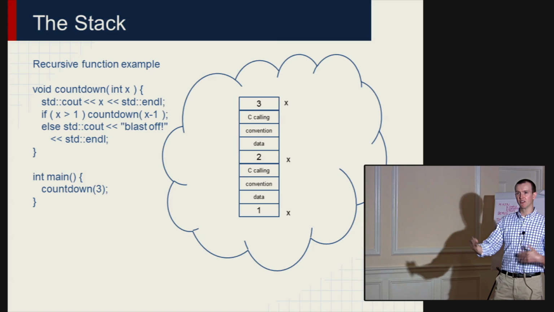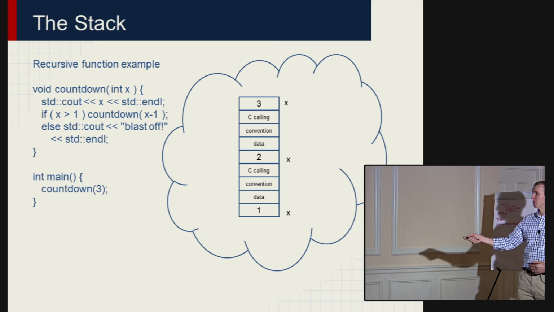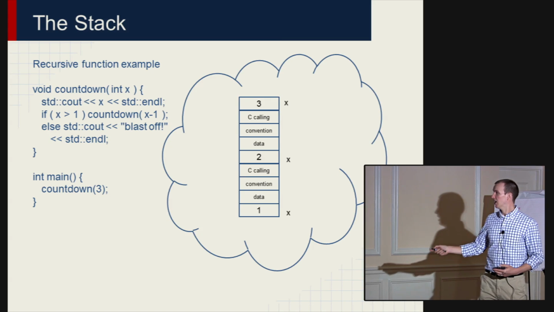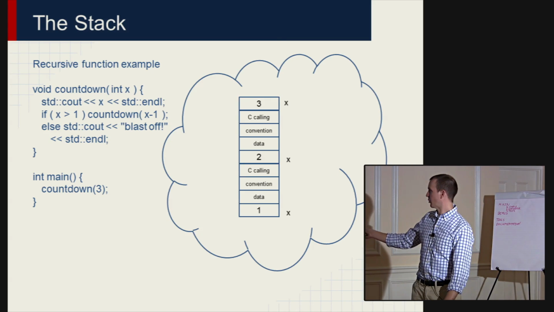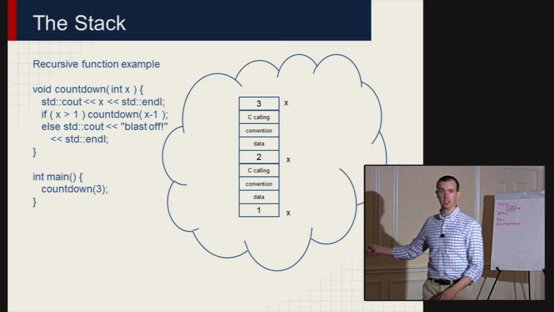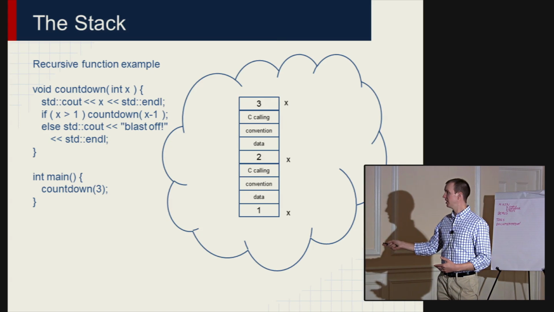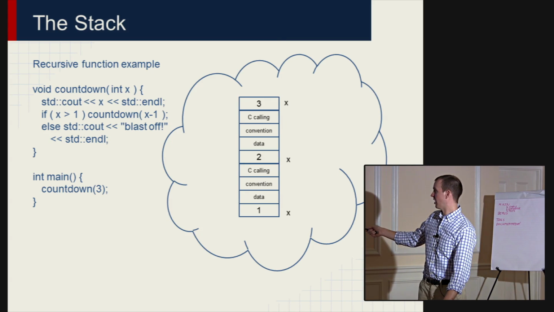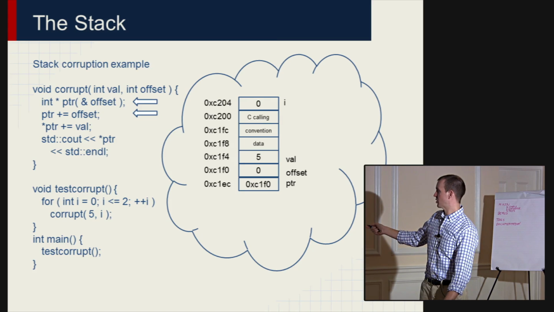So I now have 3 values of x on the stack in different locations in memory, corresponding to 3 different invocations of countdown. All right, and then after we've gotten down to x equals 1, this will stop. I'll print out blast off, and then I'll start popping data off the stack. The first thing that gets popped off is the value of x equals 1, since this is the last function to get called. The next one to get popped off the stack is going to be the value of x when it's 2. And then the last one to get popped off is the value of 3.